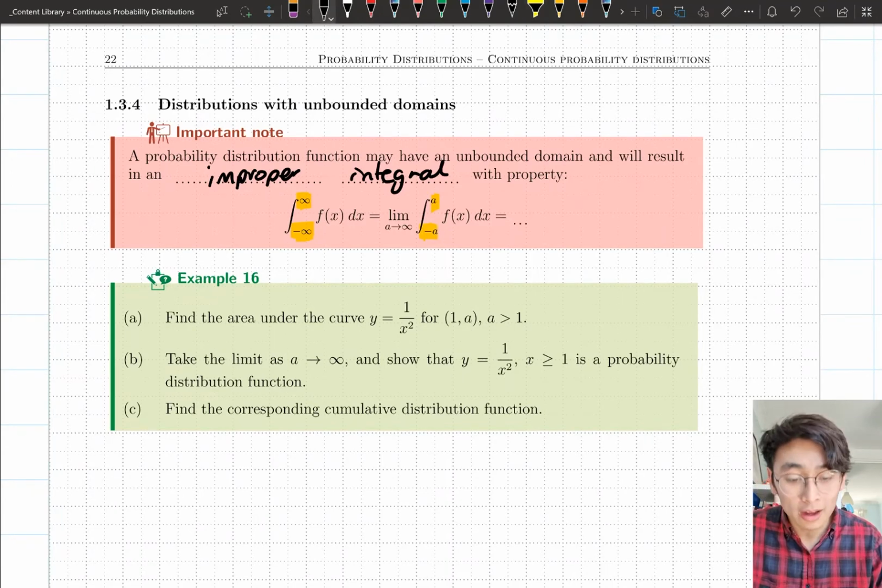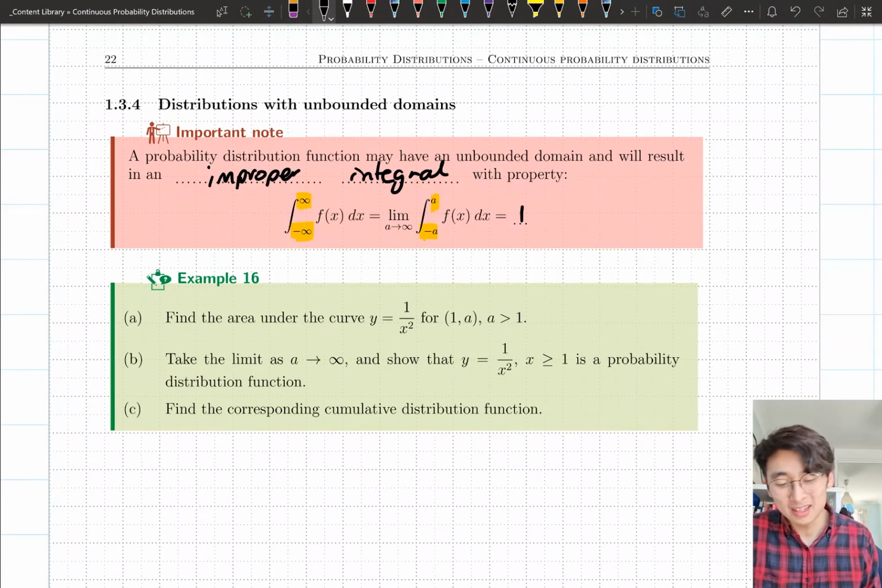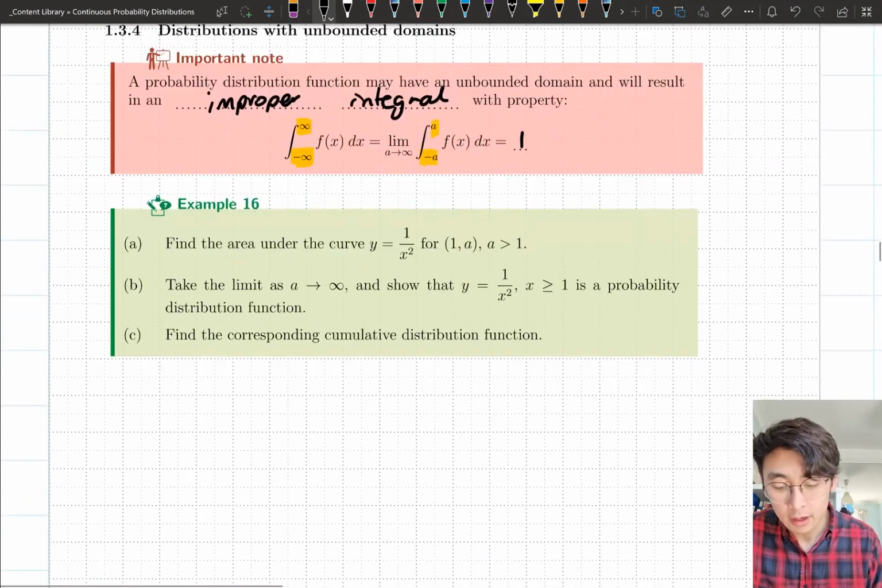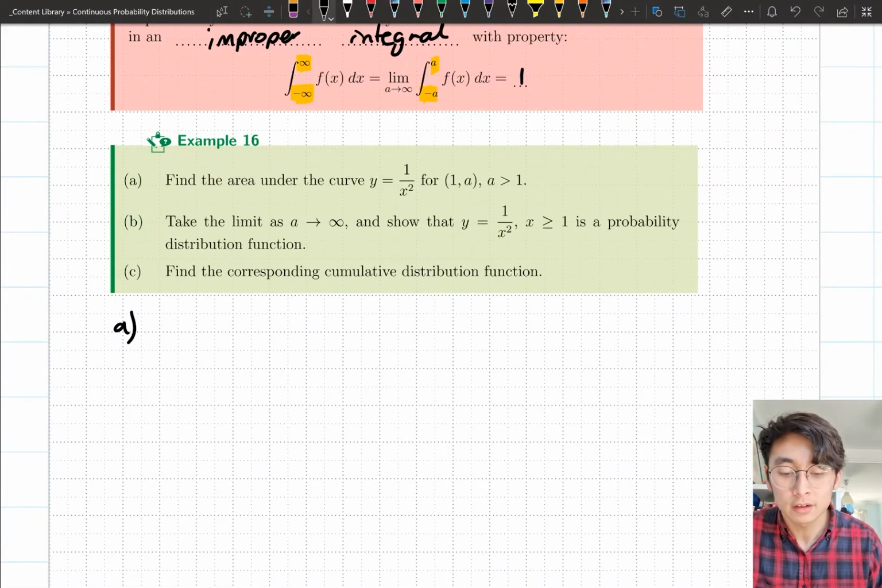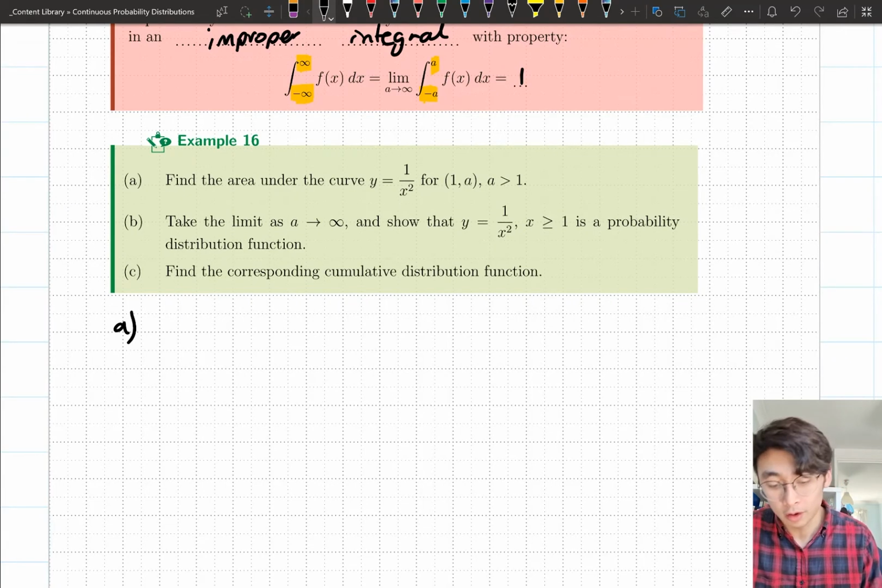As long as this is equal to 1, your probability density function is a valid probability density function. So let's have a look at this example underneath. A, find the area under the curve y is equal to 1 over x squared for the domain from 1 to a. Okay, so let's have a go at this.